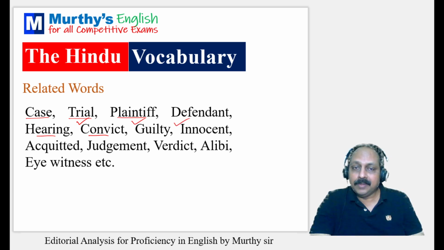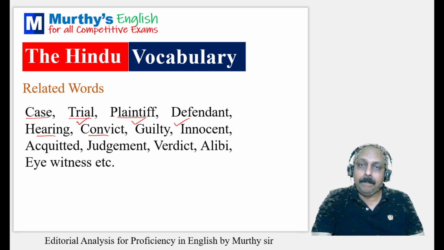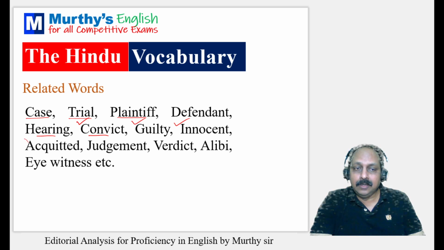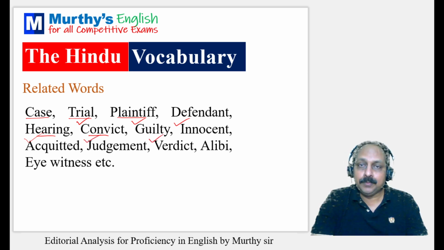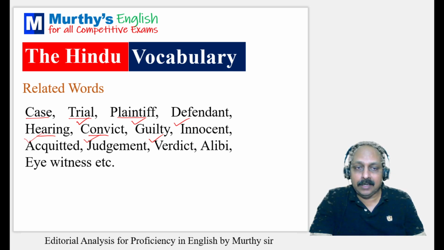What is the opposite? Innocent. Innocent has two different meanings. One meaning goes with everyday English, where it means a person who doesn't know anything. It's a legal term over here: a person who has not committed a crime. And if a person is innocent, then the person is acquitted. Convict, opposite, acquit. And the final thing is called judgment, verdict. In this process, the whole thing is called a trial.